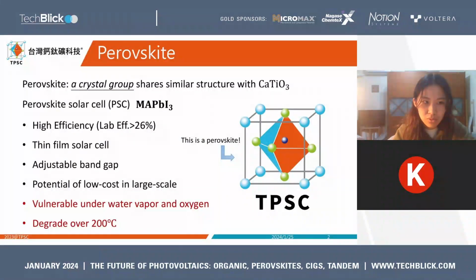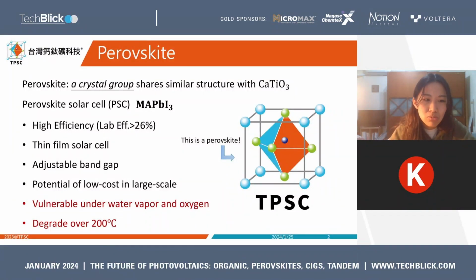So, for those who are not familiar with perovskite, I'm going to give a concise definition here. Perovskite is a crystal group sharing a similar crystal structure with calcium titanate. This crystal structure is also shown in the logo of my company. Of course, we don't use calcium, titanium, and oxygen to make solar cells. Usually, we use methylammonium, lead, and iodine.